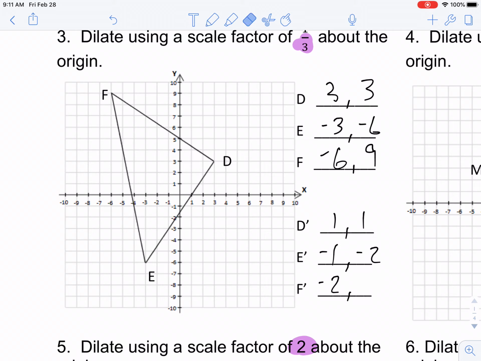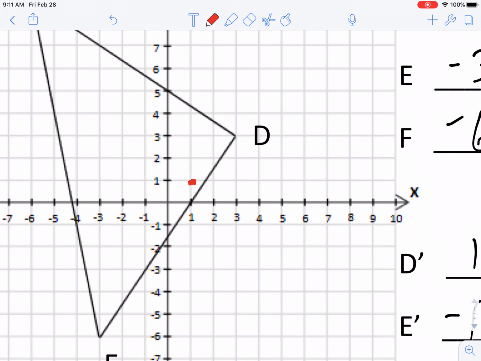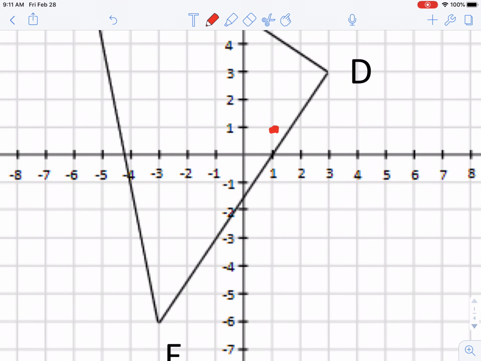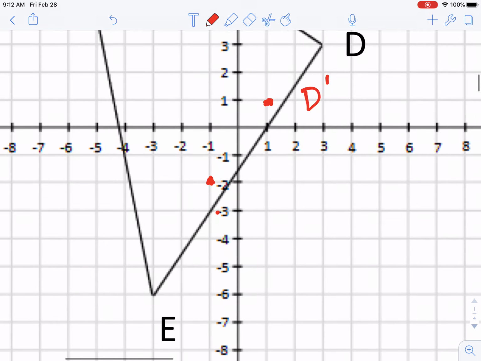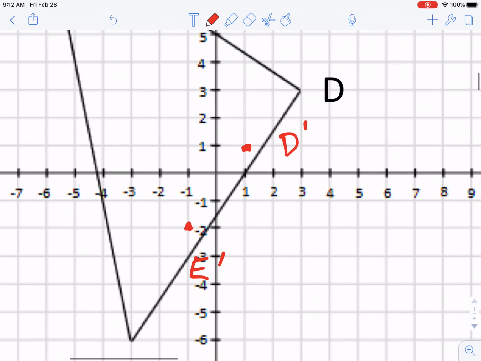And so then I just go back through and I plot these new points. So the new D is at 1, 1. So we'll put D here at 1, 1. The new E is at -1, -2. And the new F is at -2, 3. So -2, 3 is here. Connect them. And you have your new shape.